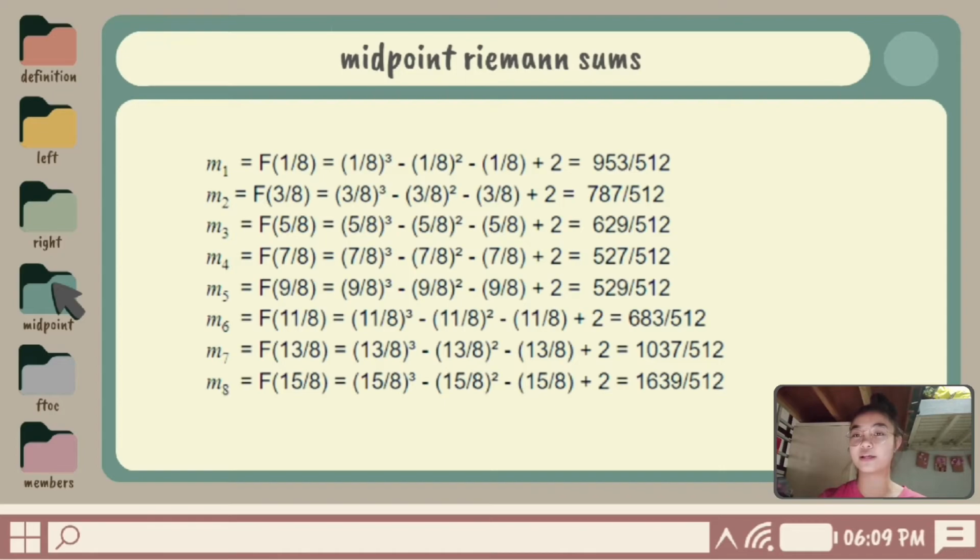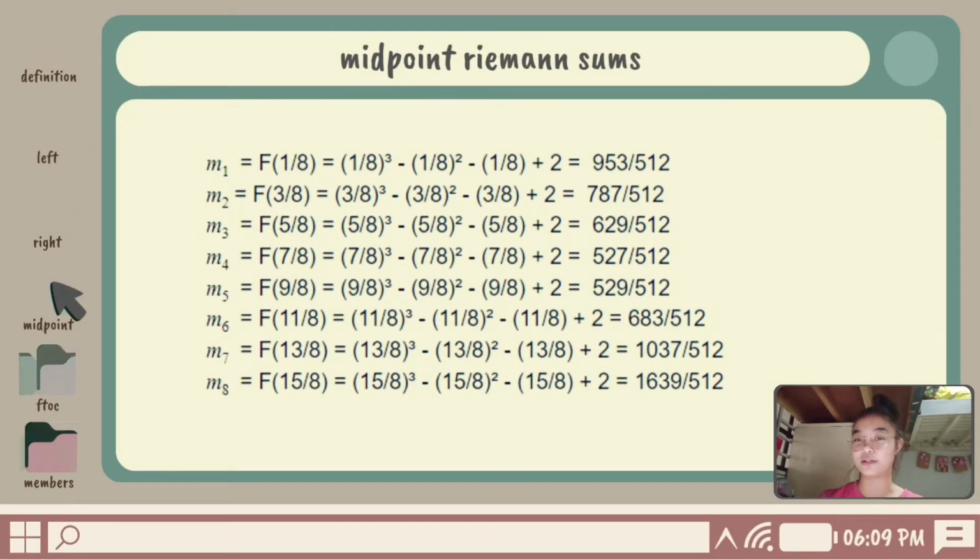The answer will be 953 over 512. Next is the m sub 2, which is 3 over 8 cubed minus 3 over 8 squared minus 3 over 8 plus 2. The answer will be 787 over 512. Next is the m sub 3, which is 5 over 8 cubed minus 5 over 8 squared minus 5 over 8 plus 2. The answer will be 629 over 512. And compute the midpoint just like the m sub 1 to m sub 3.